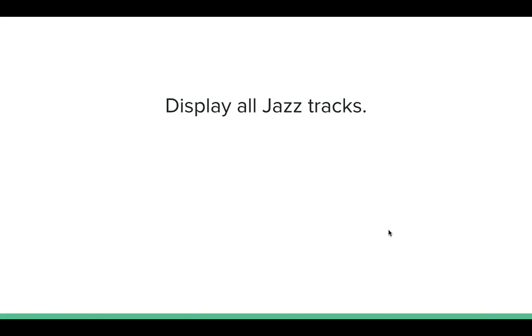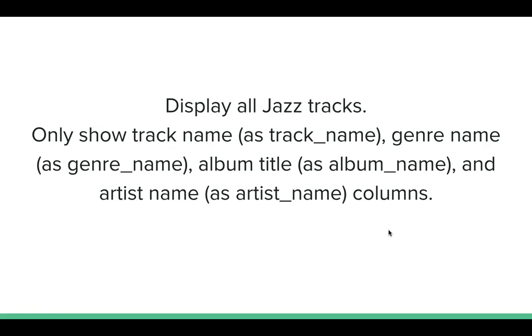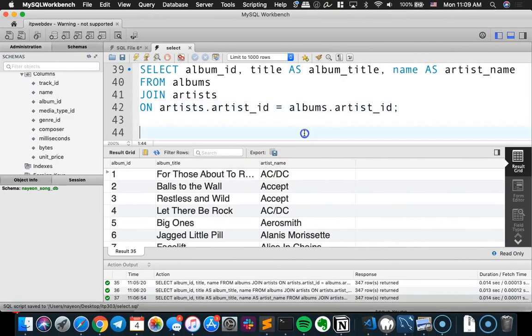Ooh, okay, we're going to be a little more refined here. I want to get just jazz tracks. Going back to my tracks table, I want to get jazz tracks. So genre, specifically. But I want to show some more information: track name, genre name. I want to show more columns here. Let's go ahead and try that out. This is going to be our last example. Display all jazz tracks.